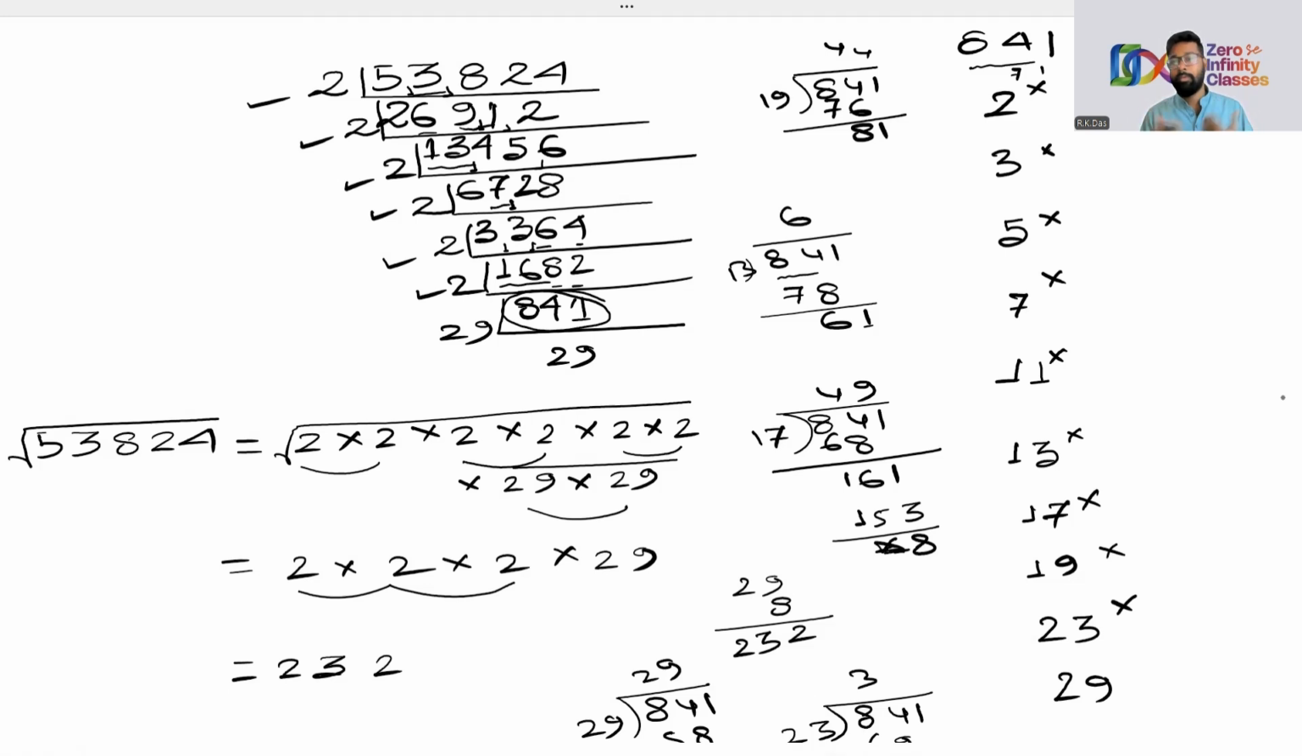So for that reason, we have another method, which is the long division method. By using the long division method, we can find out the square root of any number, especially a very big number, by taking a very small amount of time. So in the next class, I'm going to teach you how to calculate the square root of a number by using the long division method.